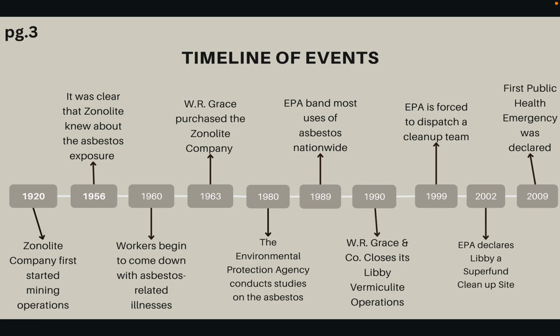In 1980, the EPA conducted 4 separate studies on the dangers associated with asbestos exposure in Libby, Montana, but kept quiet about it. 9 years later, in 1989, the EPA banned the use of most asbestos nationwide, which forced W.R. Grace to close its mines in 1990. 9 years later, the EPA was forced to dispatch a cleanup team, and they declared Libby a Superfund site shortly after in 2002. Finally, in 2009, the first public health emergency was declared in Libby, Montana due to asbestos exposure.